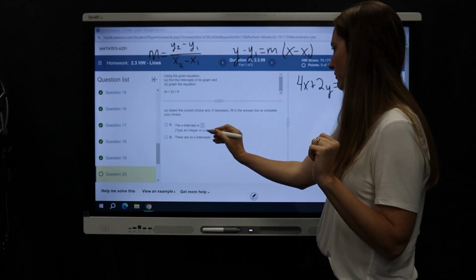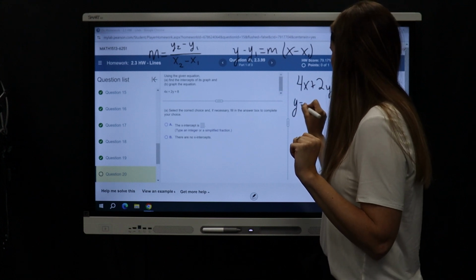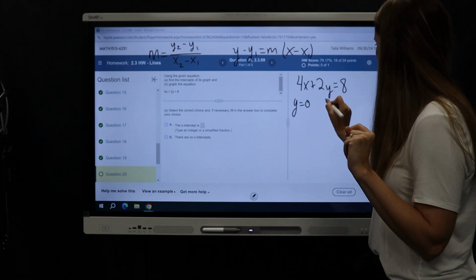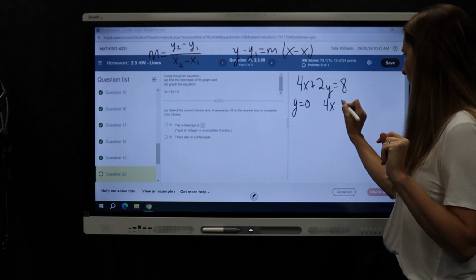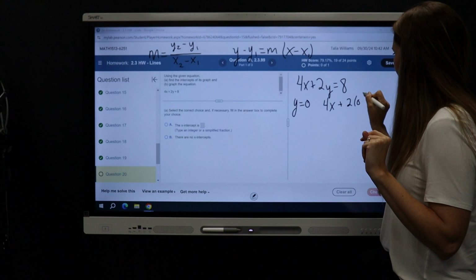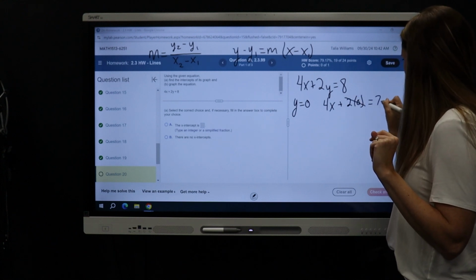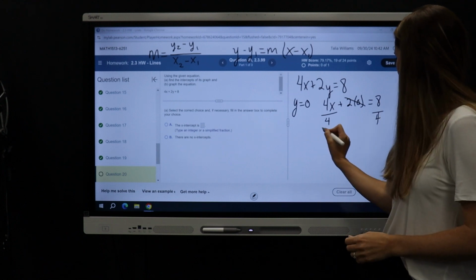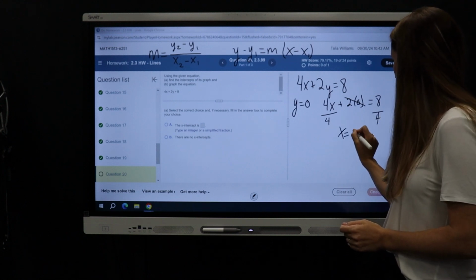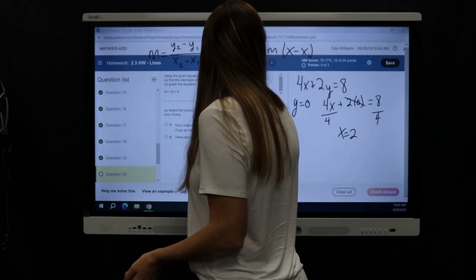So since we're solving for x first, we're going to do y equals 0. So we'd have 4x, and when you put 0 in here, this is gone, equals 8. So then we divide by our 4. So x equals 2. This one's going to be 2.